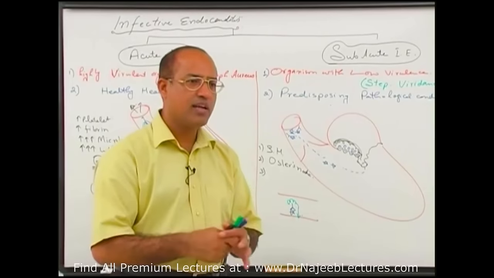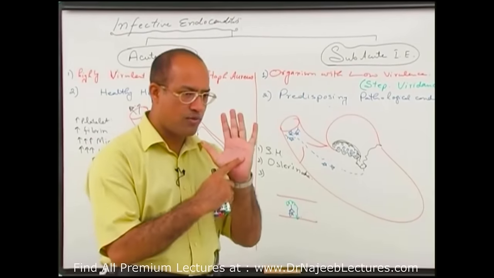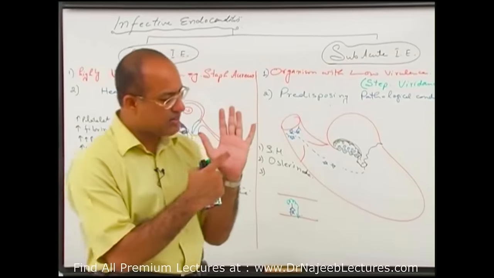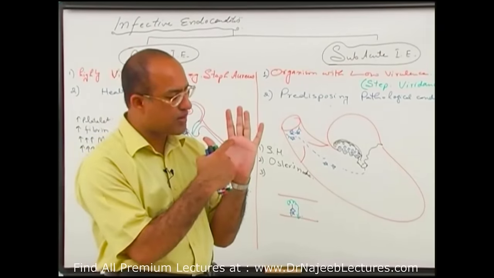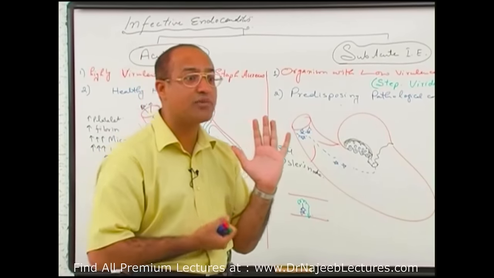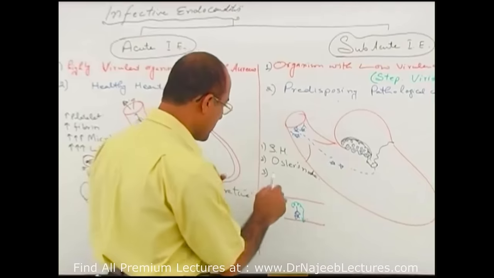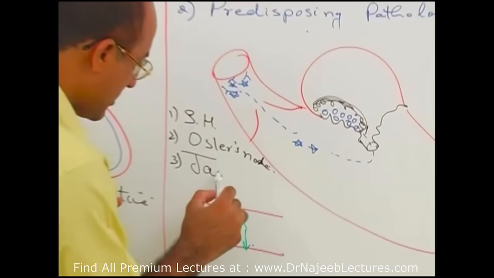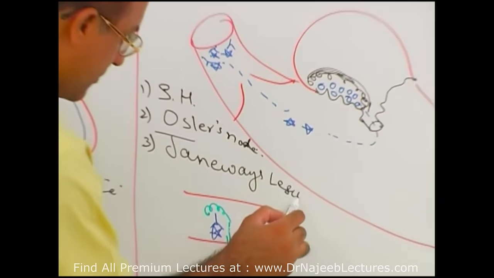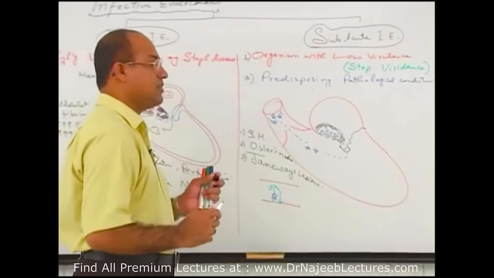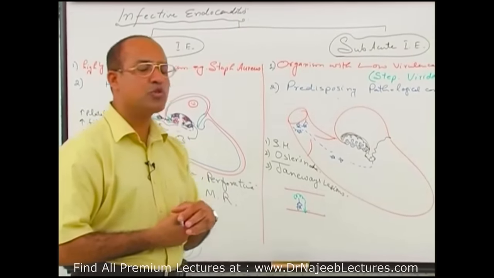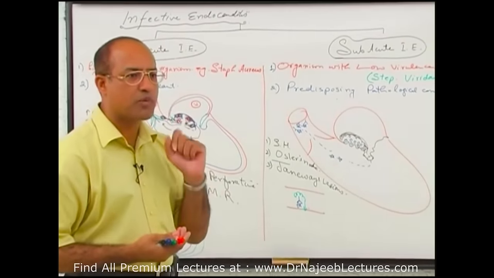Then sometimes some destructive lesions are formed in the palms, the palmar aspect or plantar aspect of the foot, right? And here, the patient may develop multiple hemorrhagic lesions. Is that right? And these hemorrhagic lesions are called Janeway's lesions. These are called Janeway's lesions. So what is the patient developing? He's developing an immune complex mediated problem, a vasculitic problem, right?